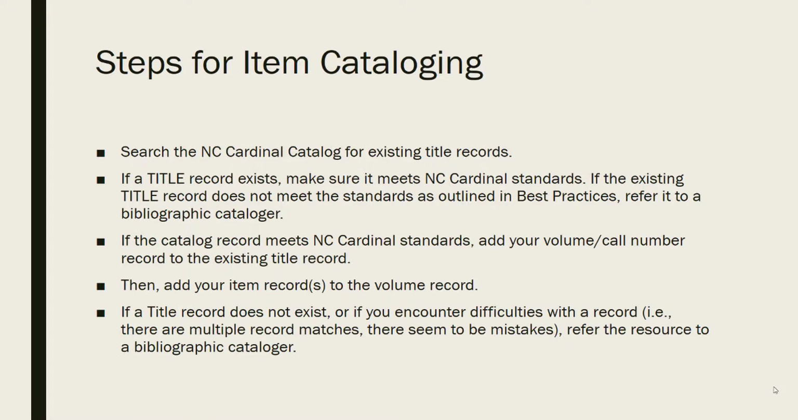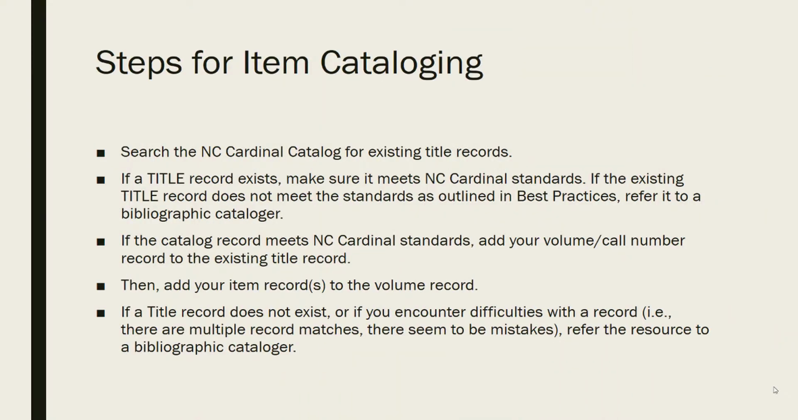If that catalog does meet the NC Cardinal standards, it's a beautiful RDA record, it has subject headings, everything's wonderful, then you simply add your volume number to that existing record, and then you add your item record or records to that volume. If the title record does not exist, send it to a bibliographic cataloger.